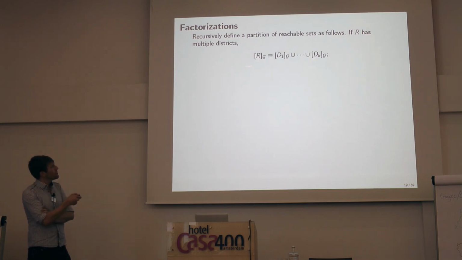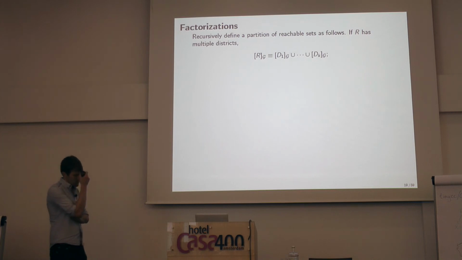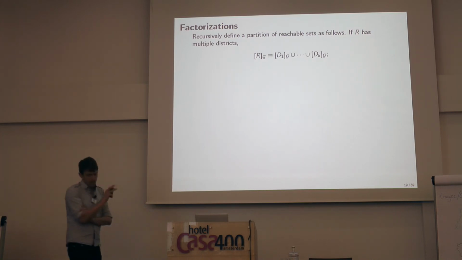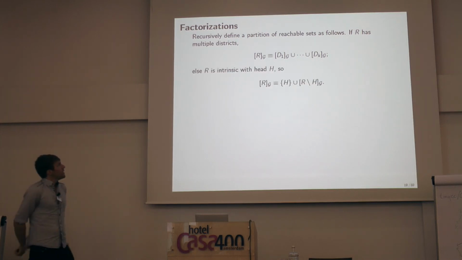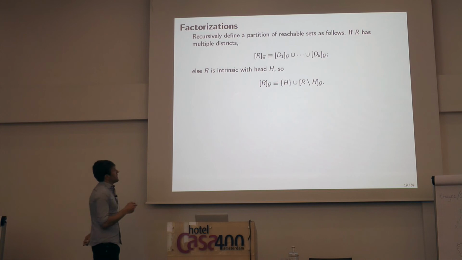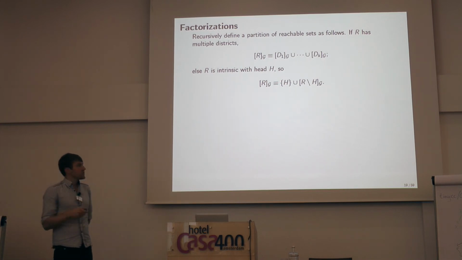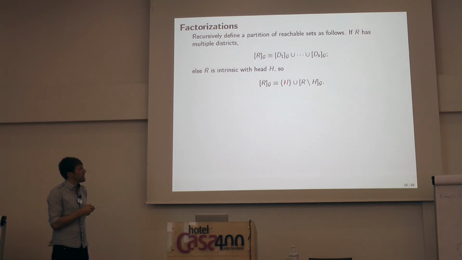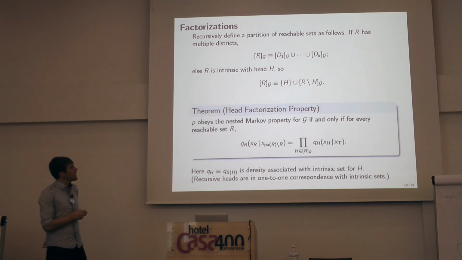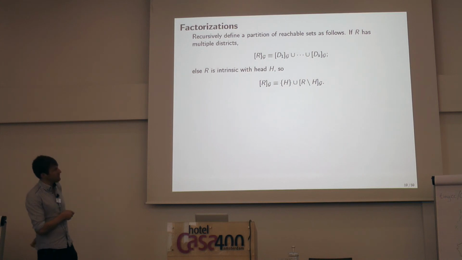If I give you a reachable set that has multiple districts, I'm going to define a partition of any reachable set into subsets. So that if the reachable set has multiple districts, then the first thing I'll do is split into separate districts and then partition those separately. And if it's only got a single district, then, well, that's an intrinsic set, remember? So I'm just going to take the head off of that district, and then I'll partition what's left. And I guess I should say the partition of the empty set is the empty set.